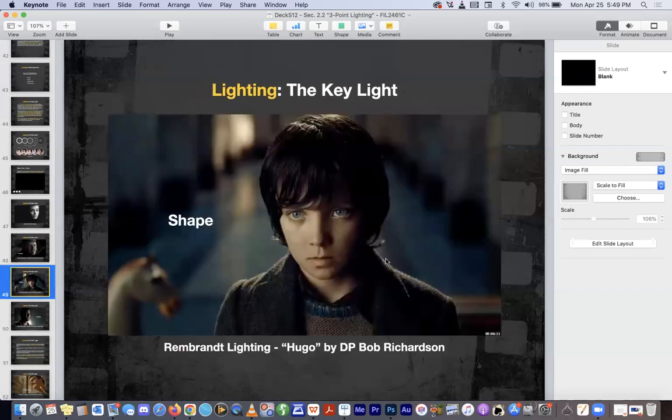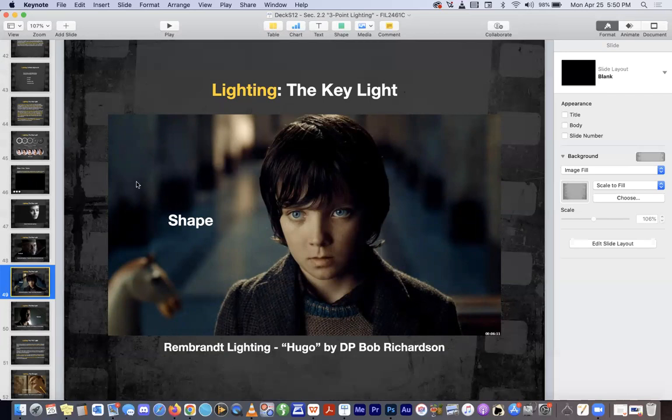Like here on Hugo, he's got an edge light here to separate his shoulder and his hair light from the background. And then we've got one nicely directional Rembrandt key and a very low level of fill over here so that we have a pleasing amount of contrast for a young man, but a little bit of separation against the background so we can pick him out easily from any of the other detail in the frame.